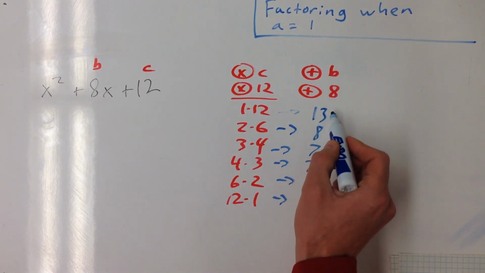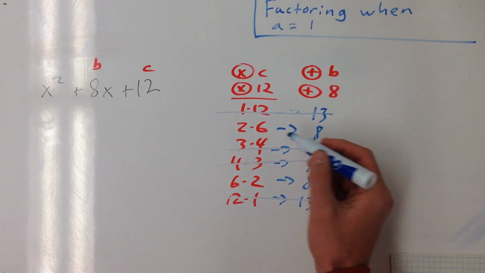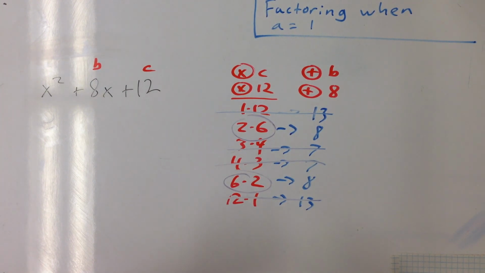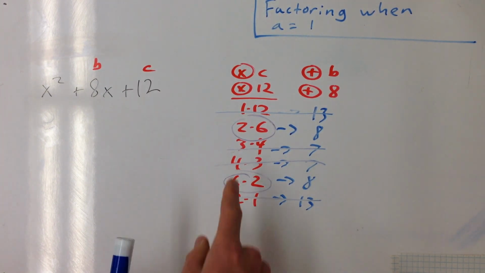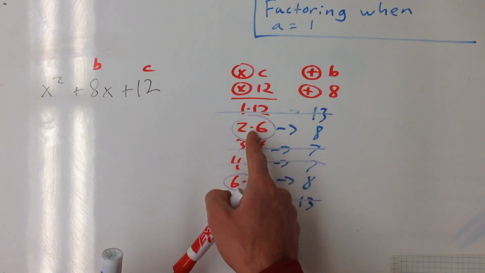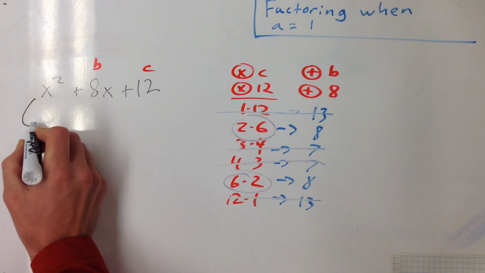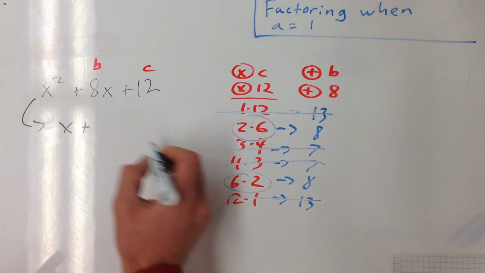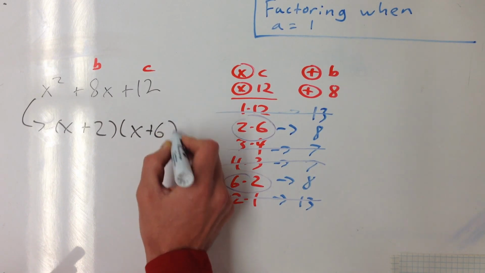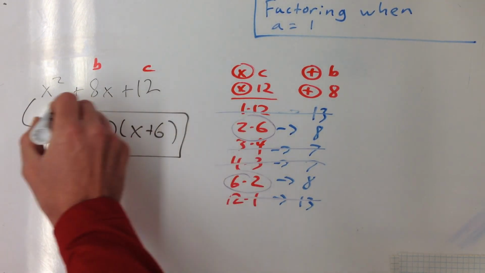So we need them to add up to 8. So I know it's not this one, this one, this one, or this one. So you could choose either 2 and 6 or 6 and 2. In this problem, they're going to be the exact same for us, right? So 2 and 6 are the numbers that make those both true. They both multiply to 12 and add up to 8. So if I want to factor this thing, it's x, a positive 2, right? And a positive 6. So this right here is my final solution.